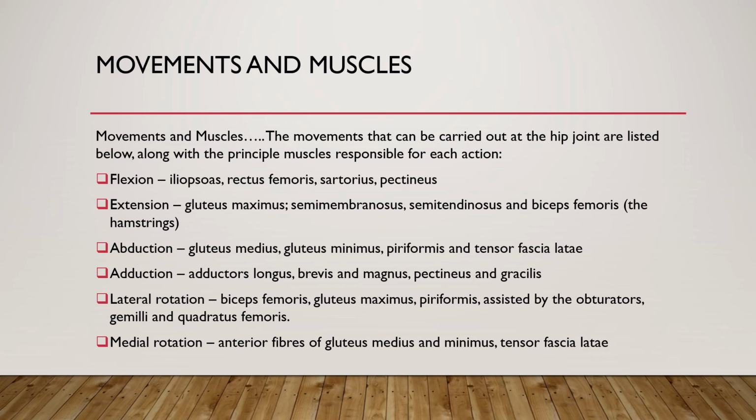Abduction: gluteus medius, gluteus minimus, piriformis, and tensor fasciae latae. Adduction: adductor longus, adductor brevis, adductor magnus, pectineus, and gracilis. Lateral rotation: biceps femoris, gluteus maximus, piriformis, assisted by obturator internus, gemelli, and quadratus femoris. Medial rotation: anterior fibers of gluteus medius and minimus, and tensor fasciae latae.